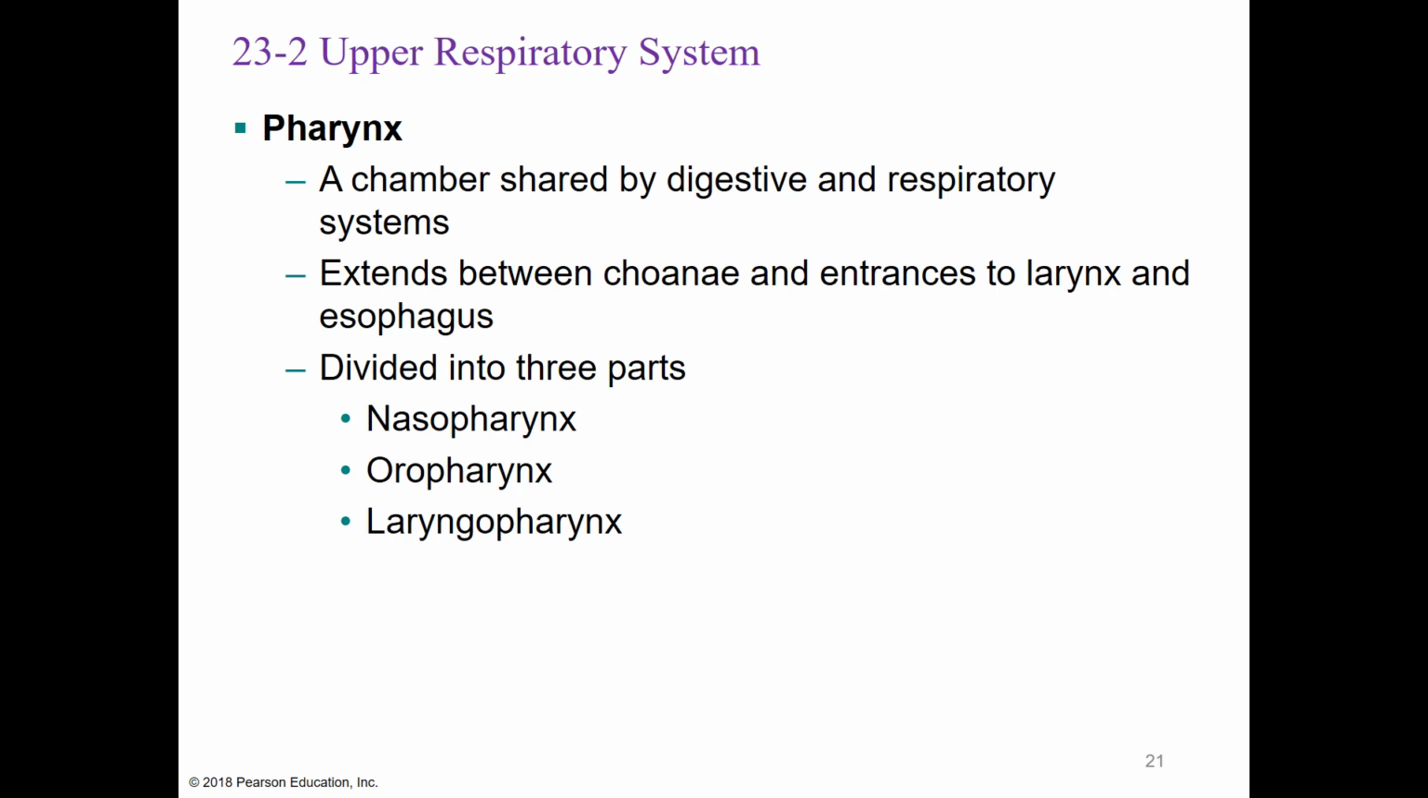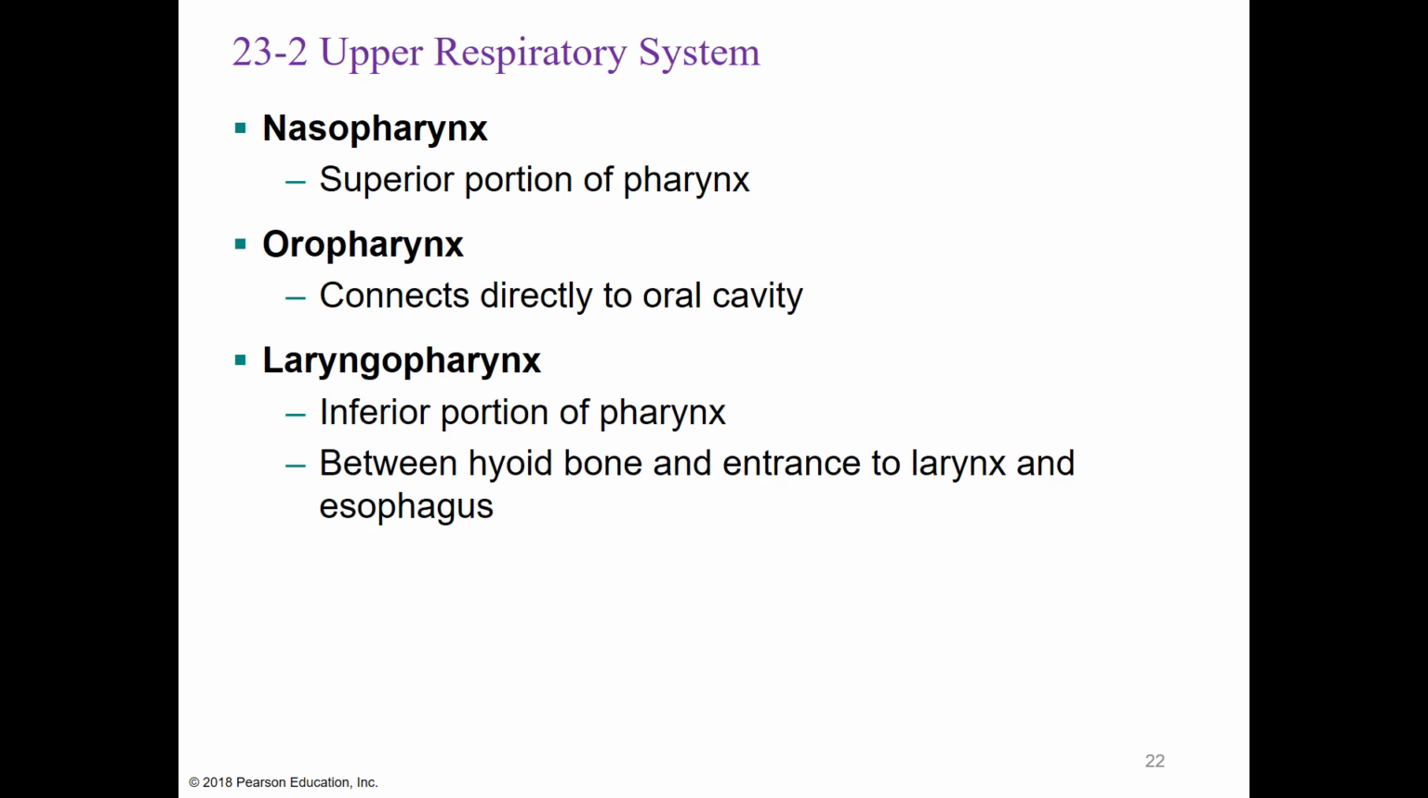The pharynx is what we just looked at. That's the chamber shared by the digestive and respiratory systems. It extends between the choanae and the entrance to the larynx and esophagus. It's divided into three parts, which we just pointed out, called the nasopharynx, oropharynx, and laryngopharynx. As we showed in our last picture, the nasopharynx is the superior portion of the pharynx.